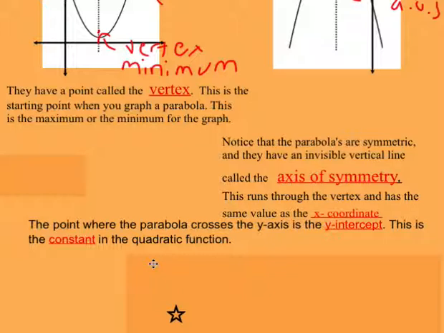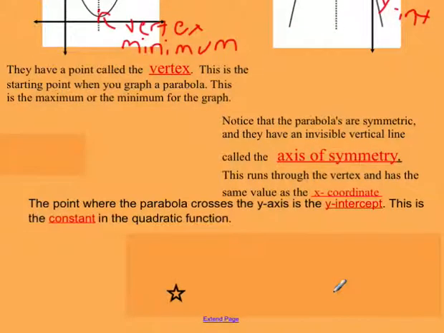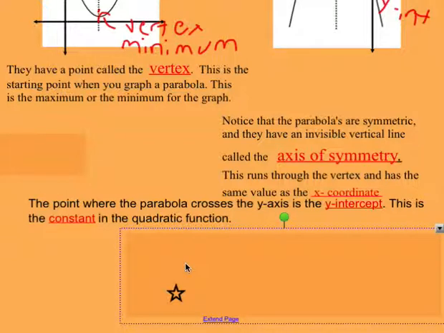Next, okay, the point where the parabola crosses the y-axis is known as the y-intercept. So this point right here is the y-intercept. You've worked with the y-intercept before, okay? That's just where it's crossing the y-axis. So this is known as the constant of the quadratic function. So the constant is that number c. It's the thing that's just a number. That's also your y-intercept.